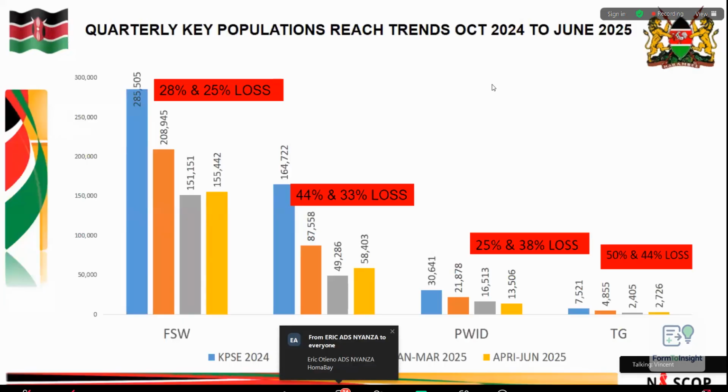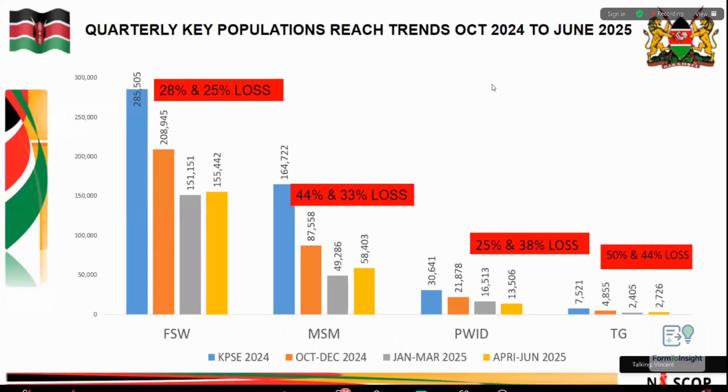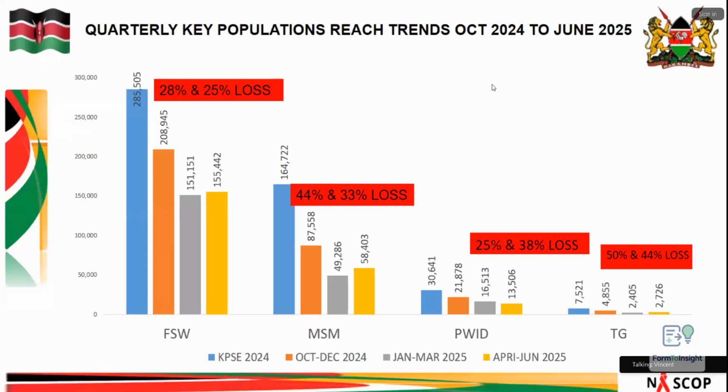For MSMs, as at December 2024, we had reached a total of 87,558. But in the quarter ending March 2025, we are at 49,000, and then in the quarter ending June 2025, we are at 58,000, giving us a 44% and 3% loss respectively.